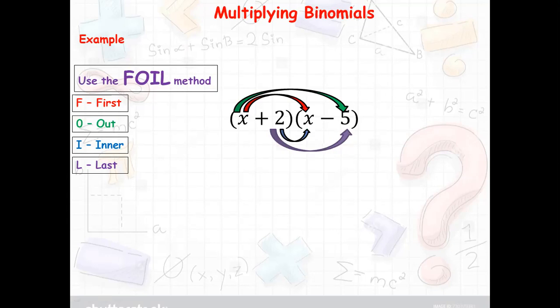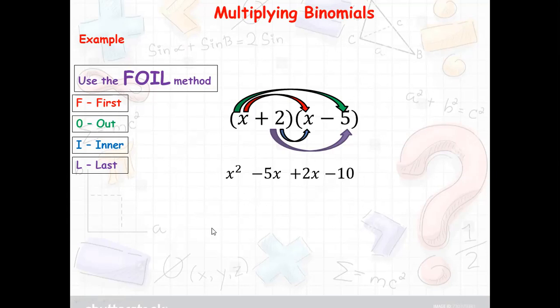All right, so what you're going to do, first multiply x with x, that will give you an x squared. Then next is outer, which is this with this, so x multiplied by -5 will give you a -5x. And then the inner terms, 2 multiplied by x will give you a positive 2x. And then finally the last terms, 2 multiplied by -5, which will give you a -10.